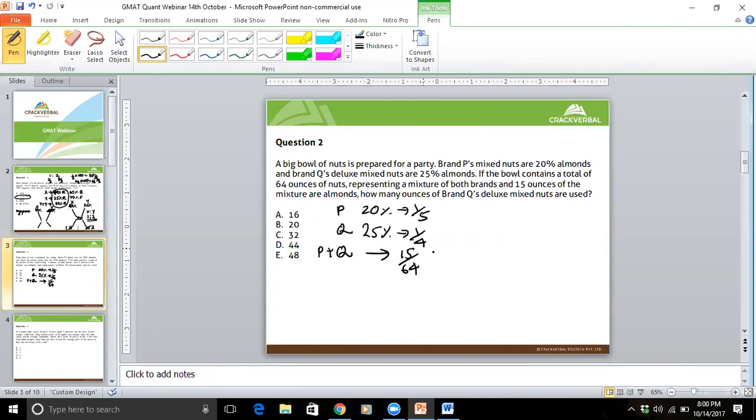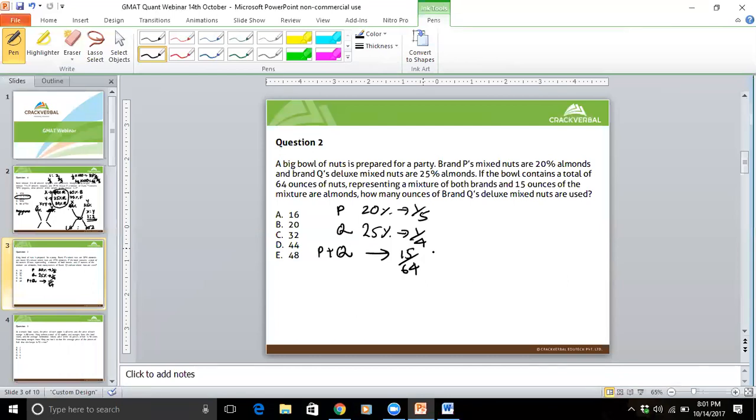XT converted the 15 by 64 into an approximate percentage, and then used all the percentages, the 20, 25, and the approximate 15 by 64 percentage, and worked with the ratio. But the problem with that is you need to understand that if you approximate things, in this question the approximation would work fine because the answer choices given to you are nicely spread apart. If I give you answer choices which are very, very close to each other, for example if I change answer choice D to 42, then you're going to be in very big trouble.